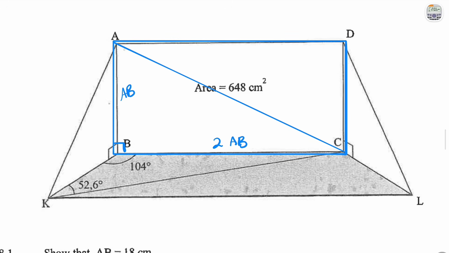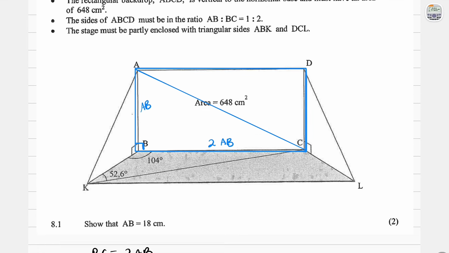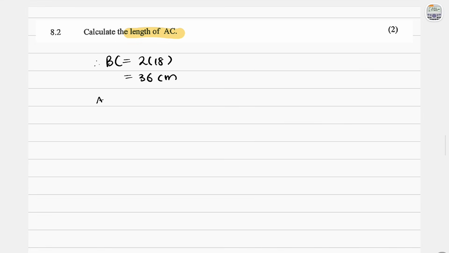We can just use Pythagoras because this is a right angle triangle. Here's AC, we're looking for AC. We have AB, and of course we will know what 2AB is. We know the length of BC, so let's fill BC in. BC is 2 times AB, so BC is equal to 2 times 18, which is 36. So 36 centimeters, and we know AB already is 18 centimeters.